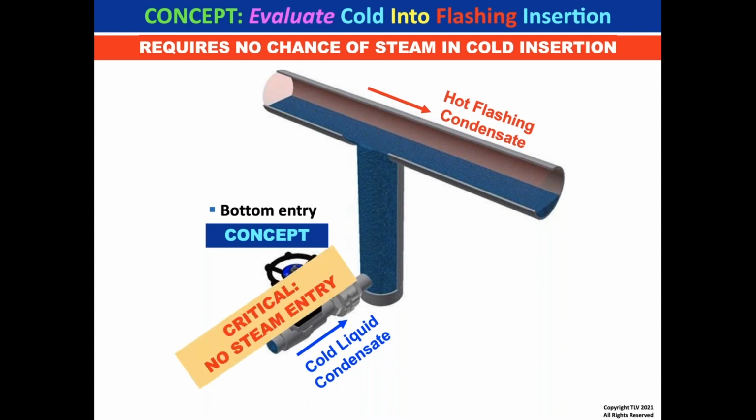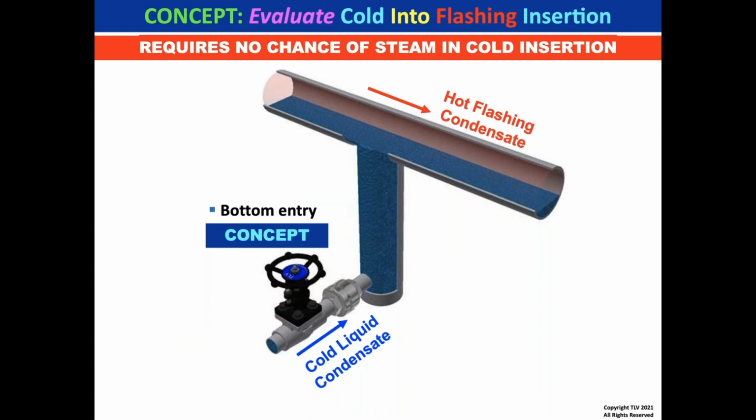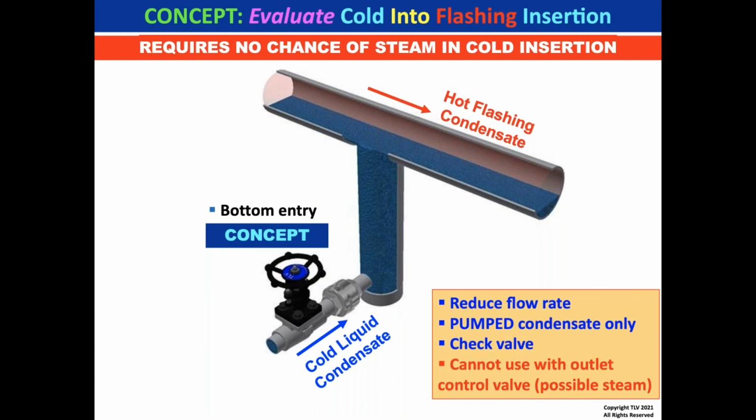It would be critical that this has no chance of steam entry, so it has to come from a pumped application. It cannot come from a control valve. If there's any steam that gets in there, it could create quite severe collapse hammer. So pumped condensate only, cannot use with an outlet control valve because steam can blow through.